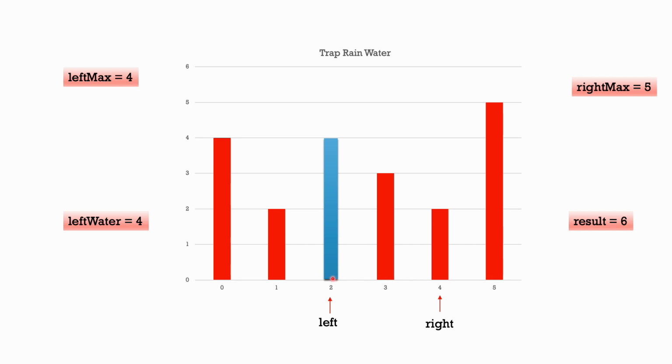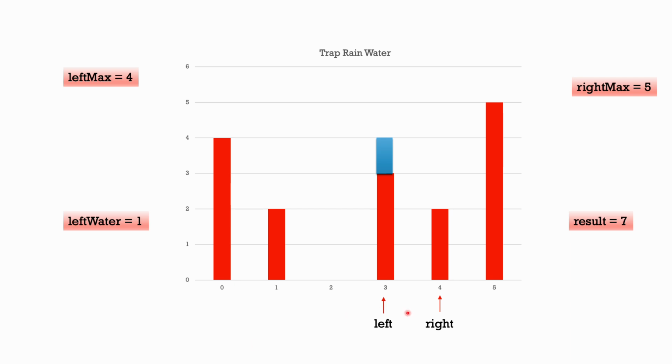So now we do left max minus height at left. Height at left is 0 and left max is 4. So what do we get? We get 4. So left water is 4. At index 2, we can store 4 units of water, so we add that to the result. Result is an accumulator here. Now since we have calculated for index 2, we are going to increment left.